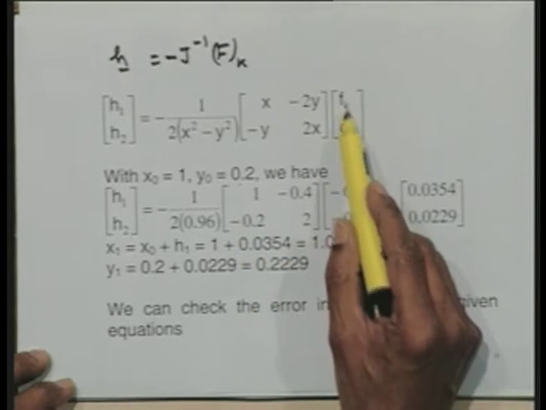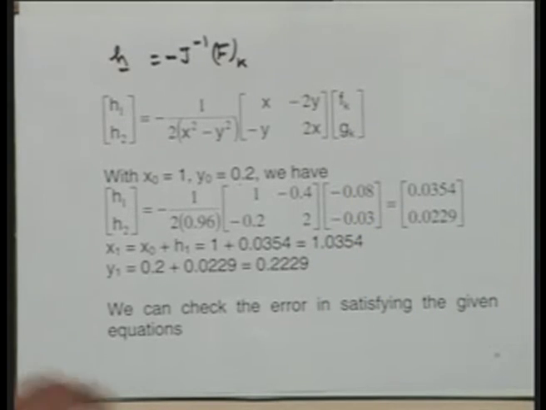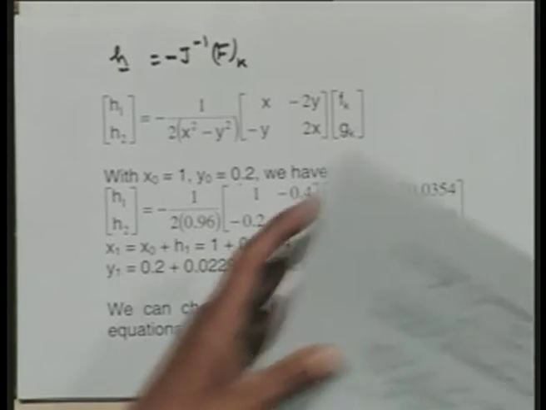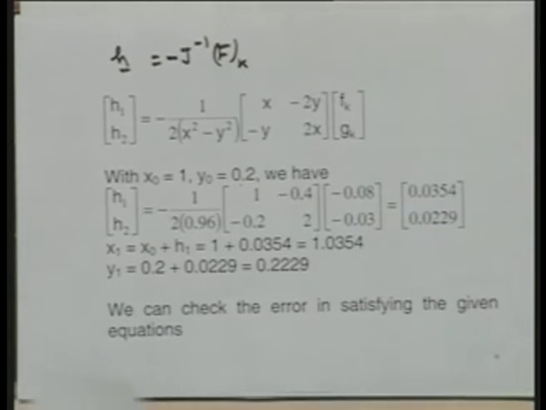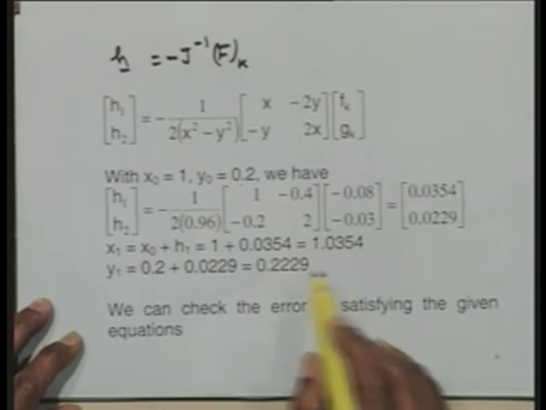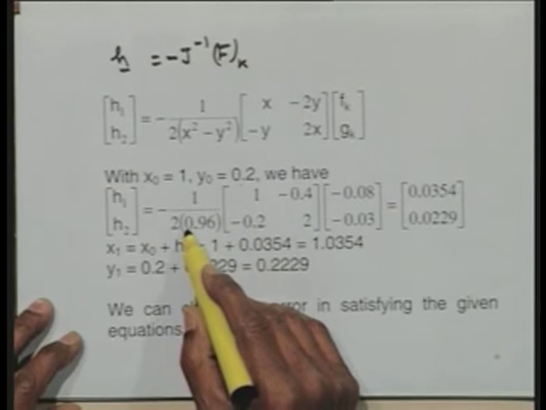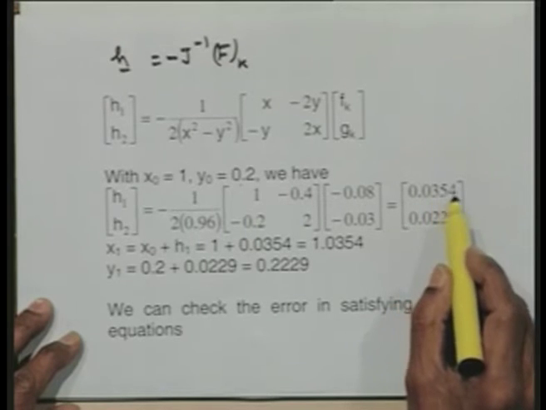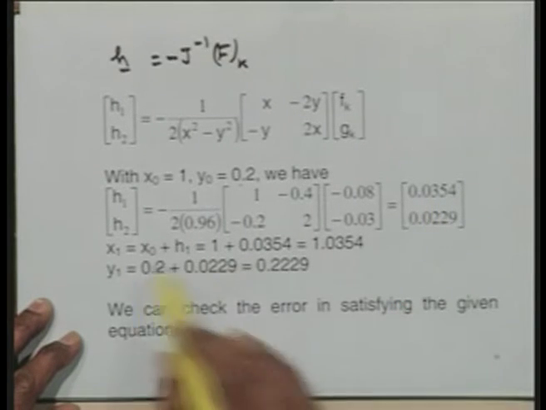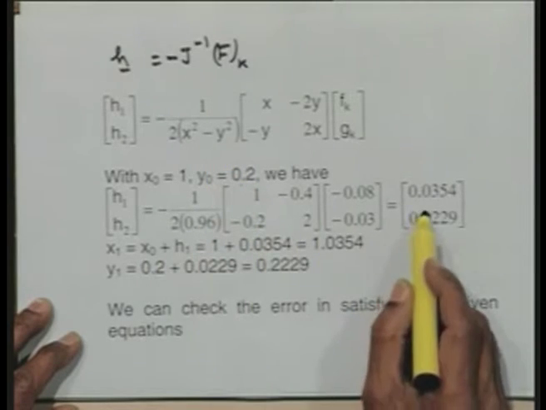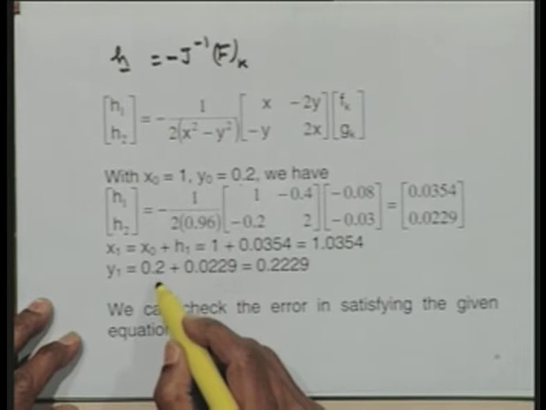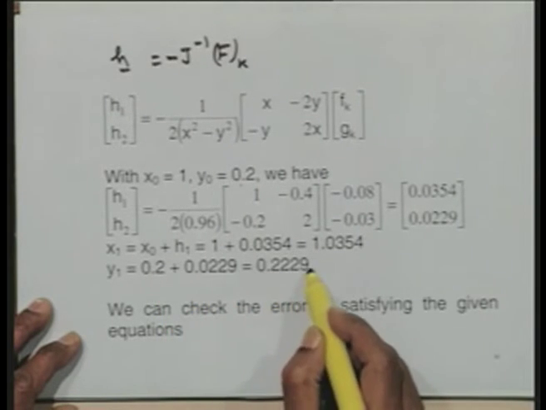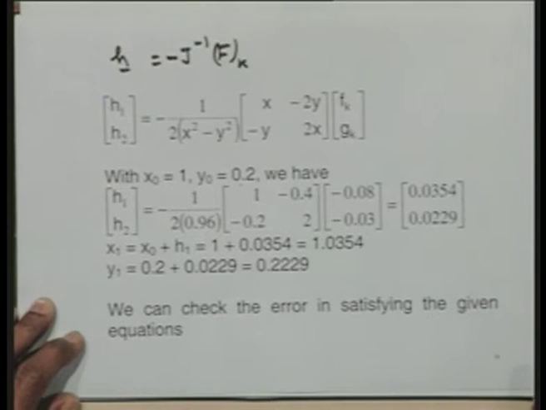Now this is the evaluation of f at xk, yk. I have evaluated f of x, y and g of x, y from this and written these values as minus 0.08 and minus 0.03. Now just multiply it out and divide by this quantity, and produce this as 0.0354, 0.029. And we have x1 equal to x0 plus h1, y1 is equal to 0.2, that is your initial approximation given to us, plus 0.0229, that is 0.2229. This is the solution of this particular problem.